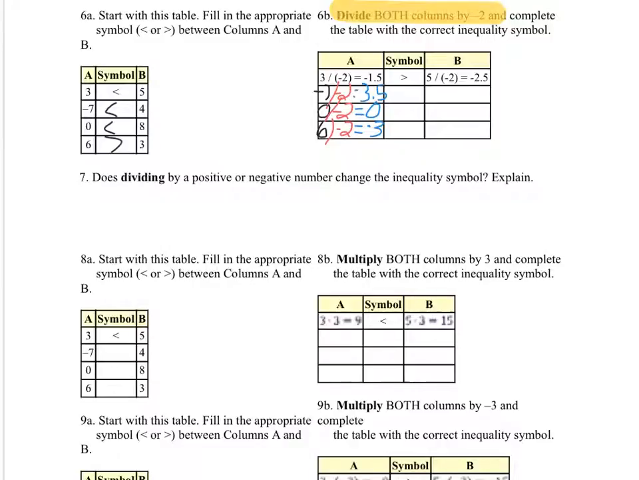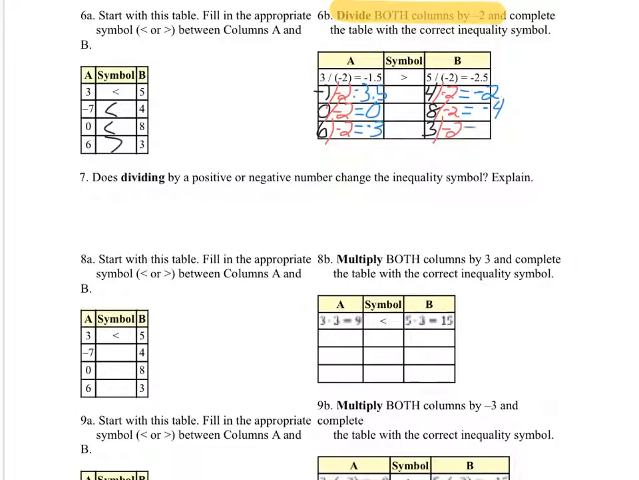Okay, other side, we have 4 divided by -2. Well, positive divided by a negative is a -2. Okay, I have 8 divided by -2. Okay, again, positive divided by a negative is a -4. And I have 3 divided by -2.